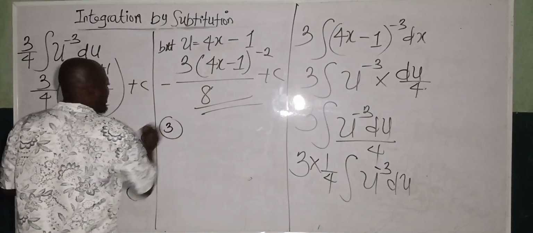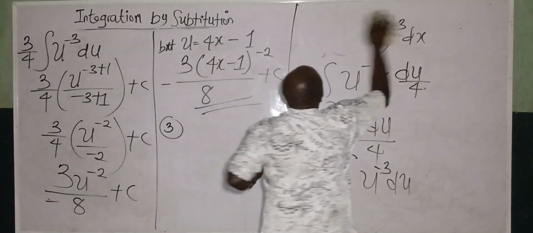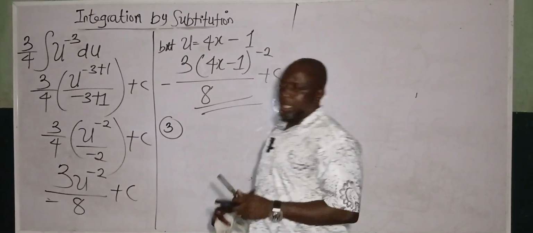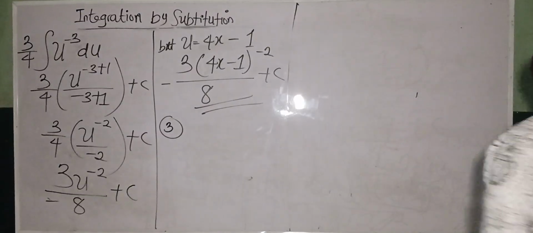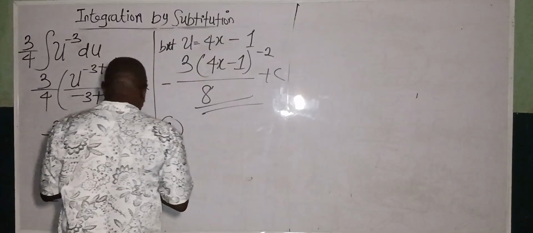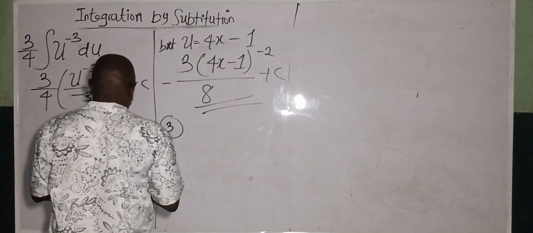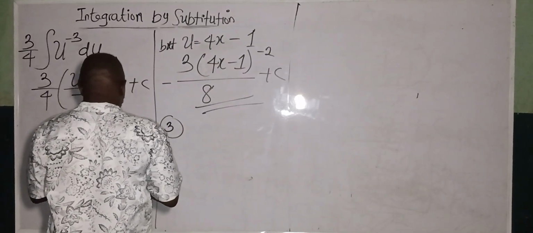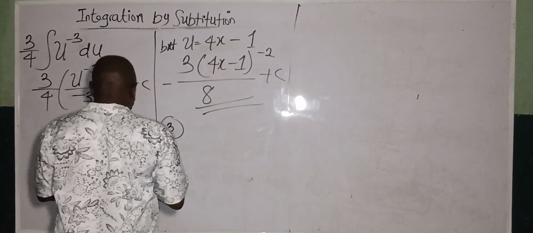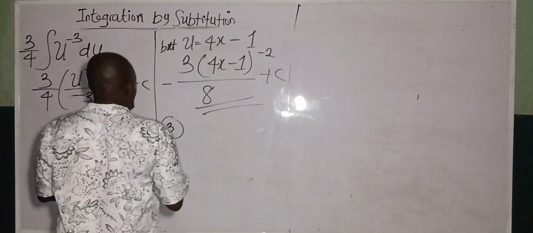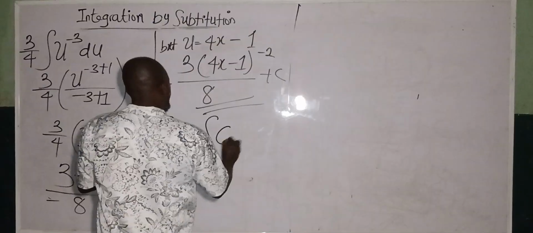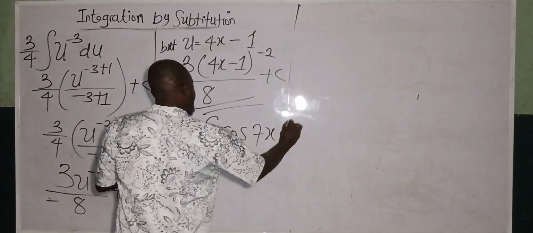Next, number 3 question. What do we know to do in number 3 question? So, for the next question, we are having that we should find the integral of cos 7x dx.